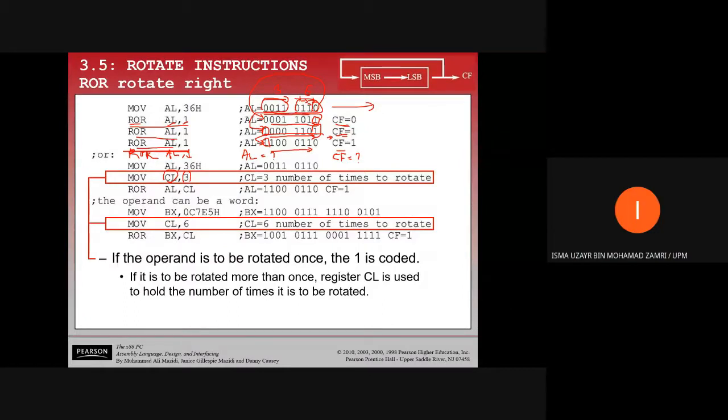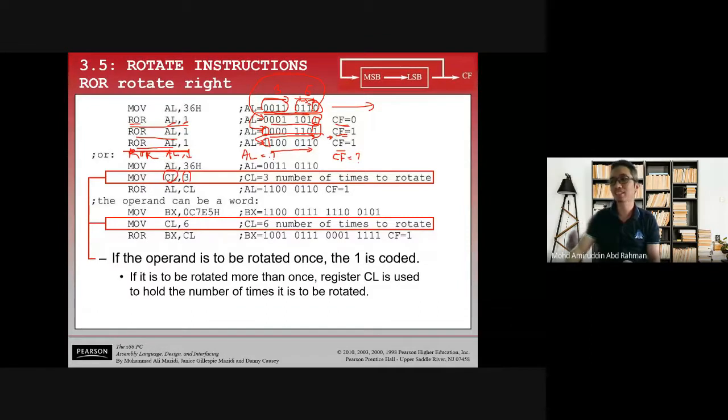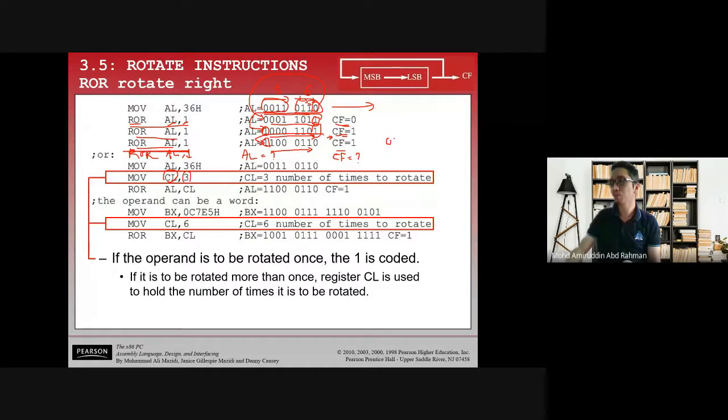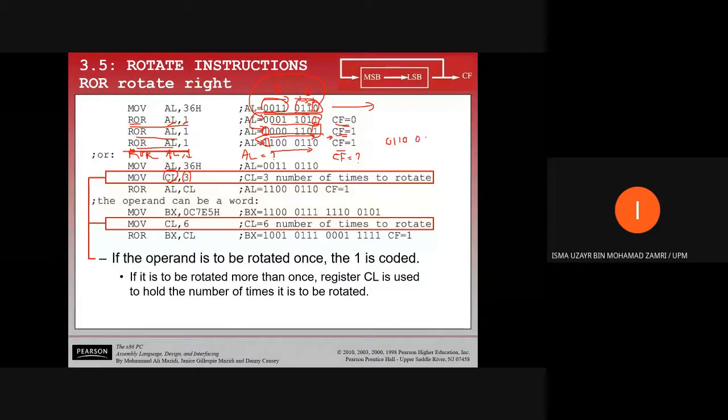Zero, doctor, carry flag of zero. Yes, carry flag is zero. Okay, how about AL? 0110011. The last one is one. Okay, 0, 1, 1, and then 0, 0, 0, 1, 1, 1, 1. Okay.